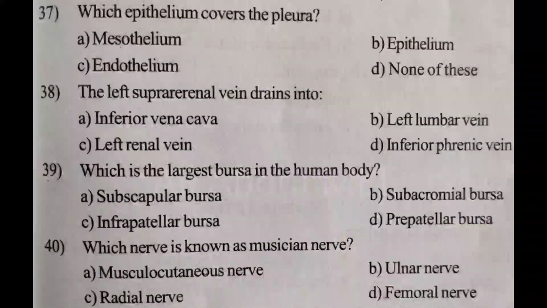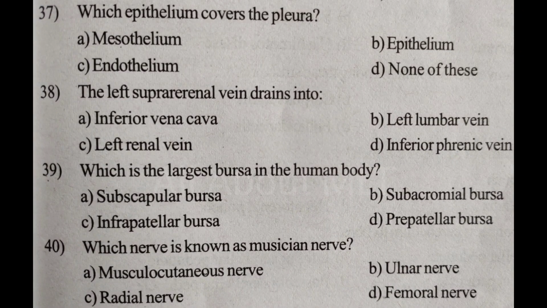Which is the largest bursa in the human body? Option A, subscapular bursa. Option B, subacromial bursa. Option C, infrapatellar bursa. Option D, prepatellar bursa. Answer is option B, subacromial bursa.